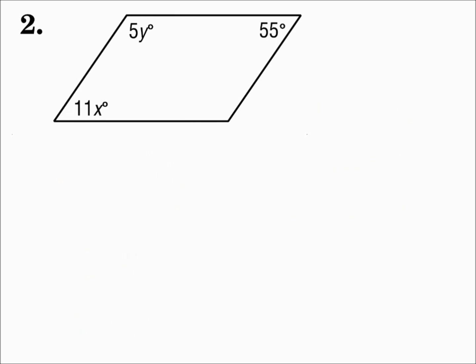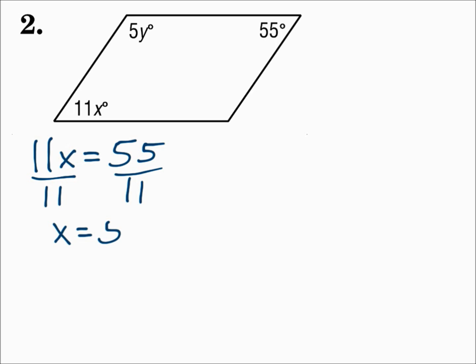For number 2, we're given angle measures. Well, to be a parallelogram, both pairs of opposite angles need to be congruent. Let's start with the x's. 11x and 55 are opposites, so those have to be equal to each other. If both pairs of opposite angles are congruent, then it's a parallelogram. Divide by 11, x is 5.